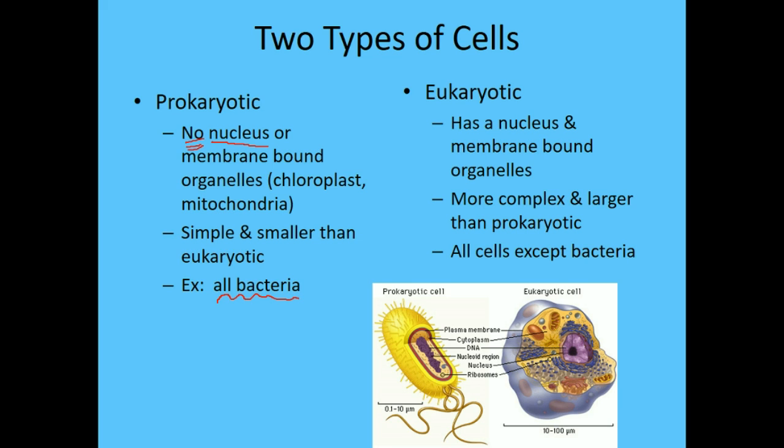Eukaryotic cells do have a nucleus. They also have the membrane-bound organelles, like your ER, your Golgi body, a lot of those other things, and this is everything else. So they're more complex. This is your fungi, your plant, your animal, things like that. Those are your two general broad categories.